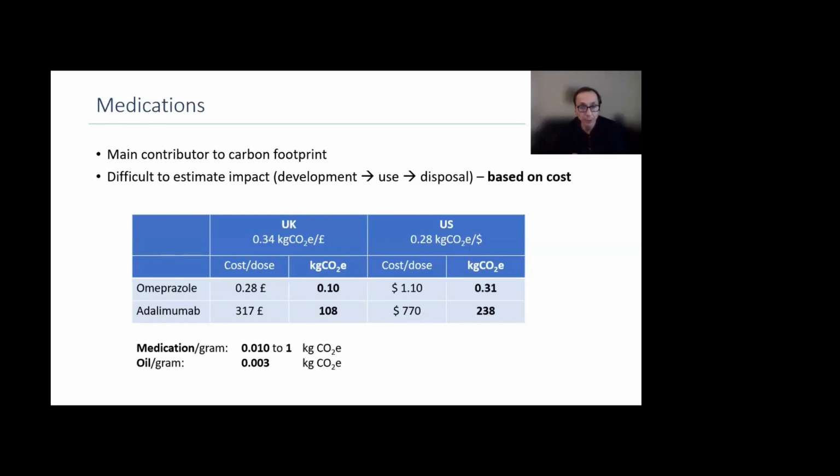A similar ratio is seen for adalimumab for inflammatory bowel disease. But overall, the estimated carbon emission for one dose of adalimumab is approximately 1,000 times greater than for one dose of omeprazole. So just for comparison, the carbon footprint of one dose of adalimumab is comparable to the carbon footprint of performing a major surgery. For me, most interesting and astonishing also is the comparison to oil or petrol. So 1 gram of a medication has a many-fold greater carbon emission than 1 gram of oil.